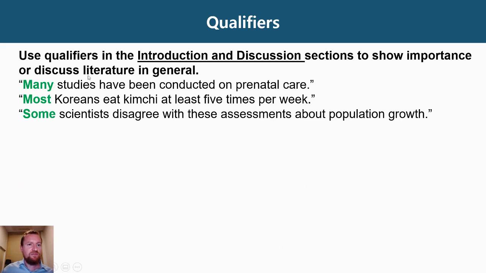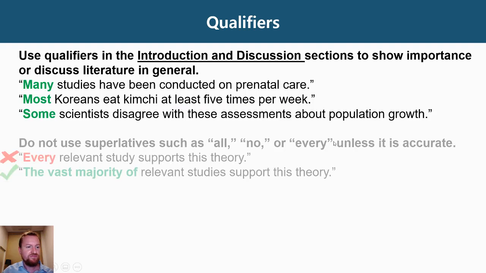Qualifiers, generally, you can use them to show the importance of or discuss the literature in general. So many, most, some, all, none. Many studies have been conducted. Most Koreans eat kimchi at least 5 times per week. Some scientists disagree with these assessments.